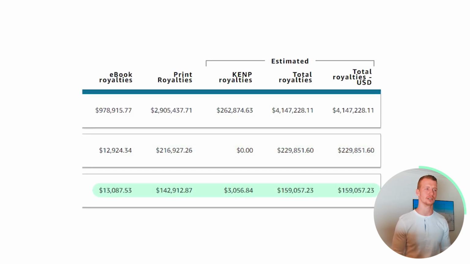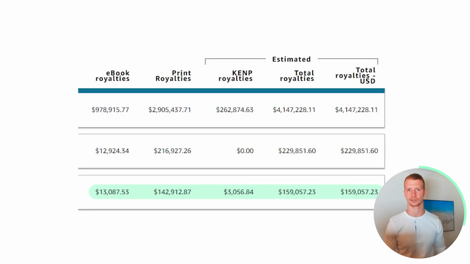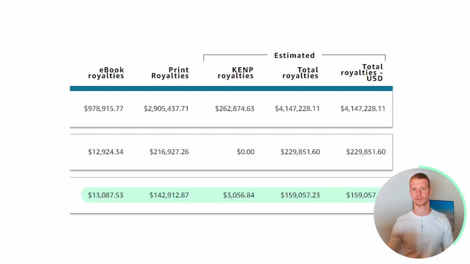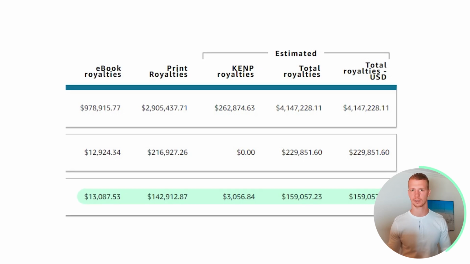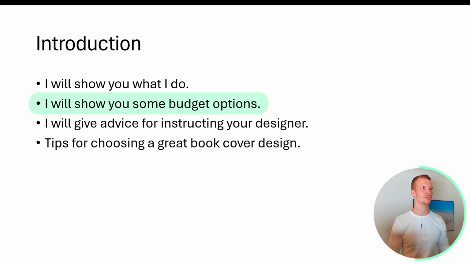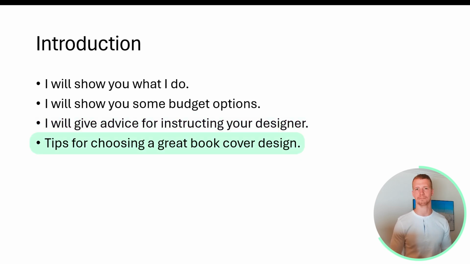I have another book that has made well over $150,000, and these are the steps that I'm taking to create these book covers that have sold so well. So simply copy and try to get similar results for yourself. Sounds good? I will show you some budget options as well in this video, and I will give you advice for instructing your designer, and some tips for choosing a great book cover. And I will also show you some bad examples and some good examples.